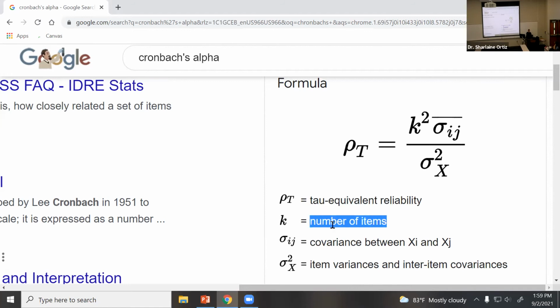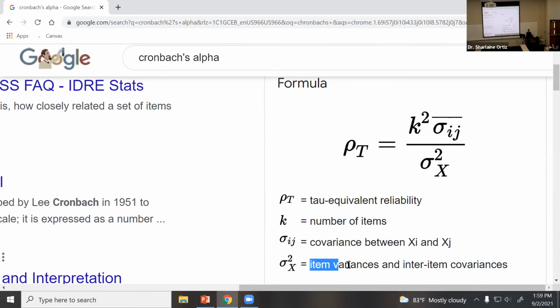And K represents the number of items. So for example, I said that this example of my fake social anxiety assessment had 100 questions, right? So the number of items would be 100. So we replace this with 100. Then you want to find out if there is indeed any covariance, if one of these can influence the other, right? If there's some sort of variability between the items.